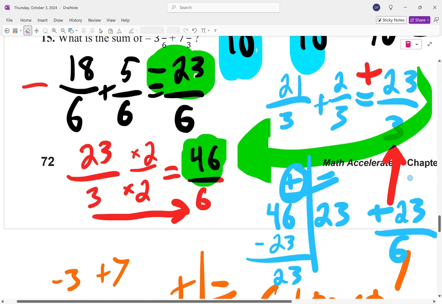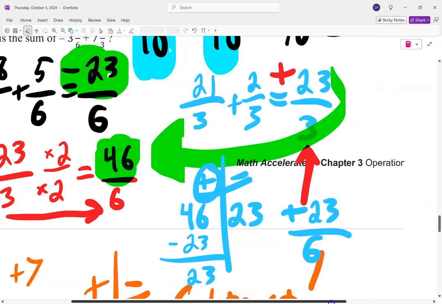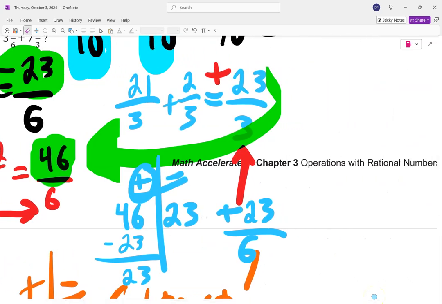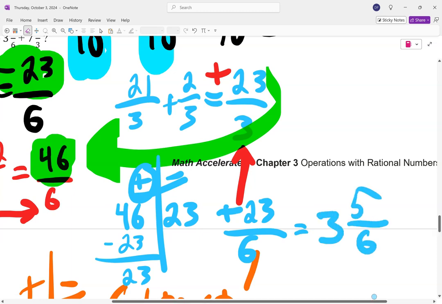sixths. Can we reduce that? Well, we turn it into a mixed number. Let's see. 6 goes into 23 3 times with 5 sixths. So 3 and 5/6. Okay. So that's the correct answer.